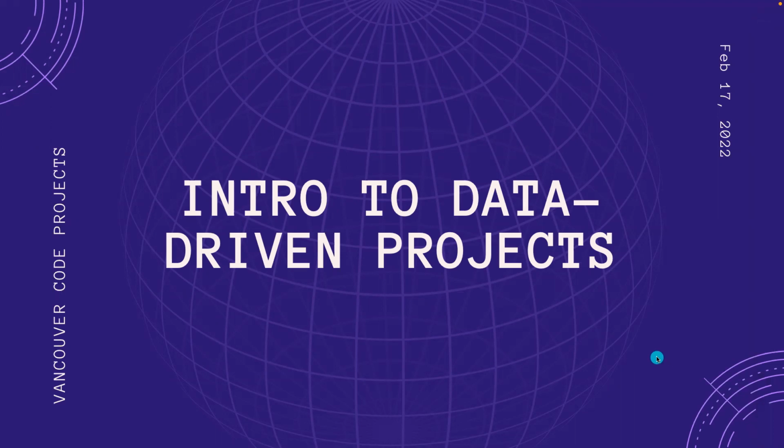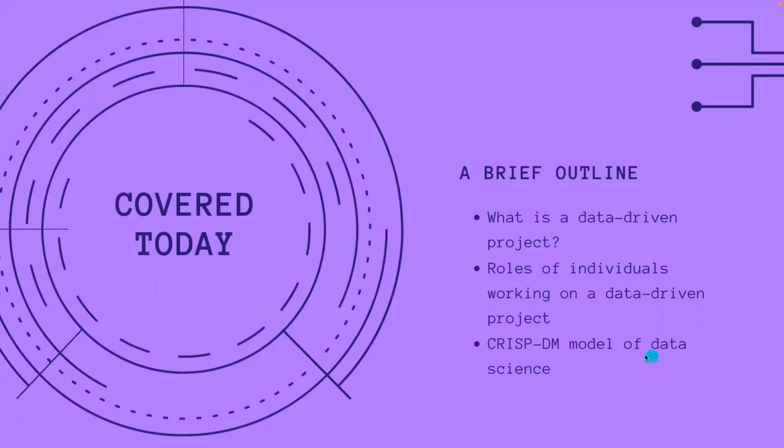So what we're going to cover today, the outline, is basically what is a data-driven project, and then the roles of the people who would be working on a data-driven project. And then we're going to go over the CRISP-DM model of data science. We're just going to go through everything step by step. Again, any questions, feel free to let me know.